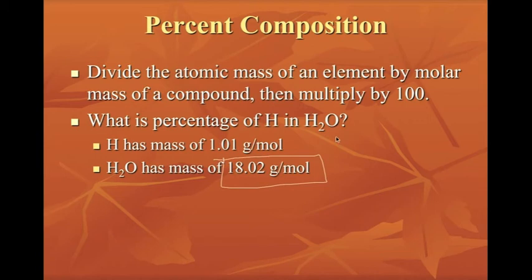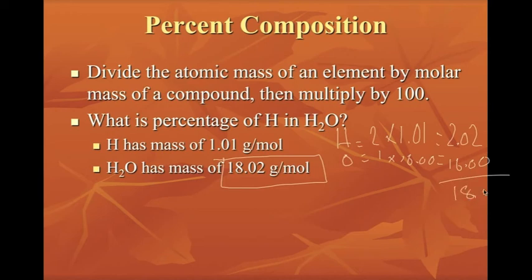Okay, we got that by doing this. We have hydrogen and oxygen. We have 2 hydrogens, 1 oxygen. Remember, we got their atomic masses from the periodic table. And we multiplied those out and added them up. And we see we have 2.02 and we have 16.00. Add them up, and we got 18.02.